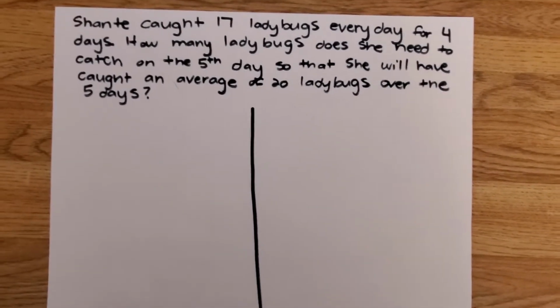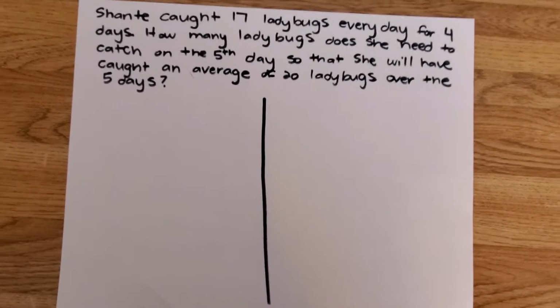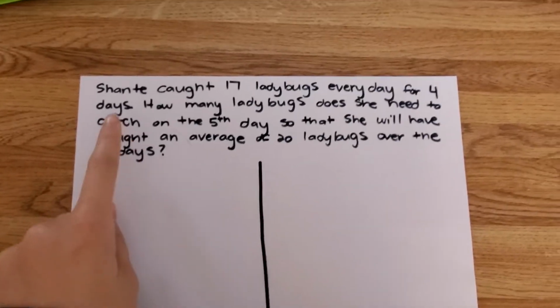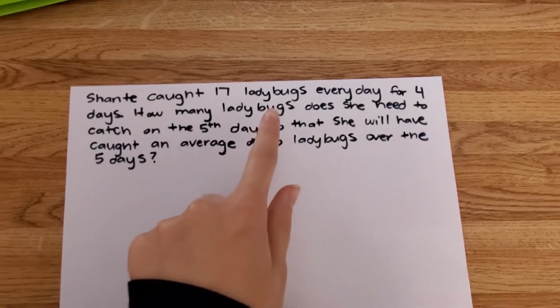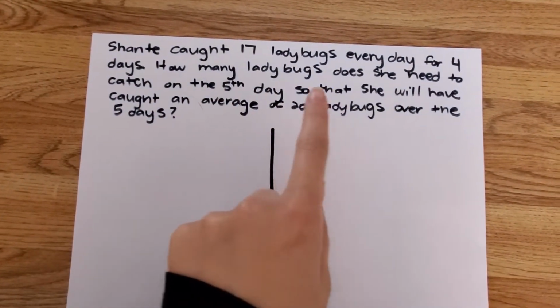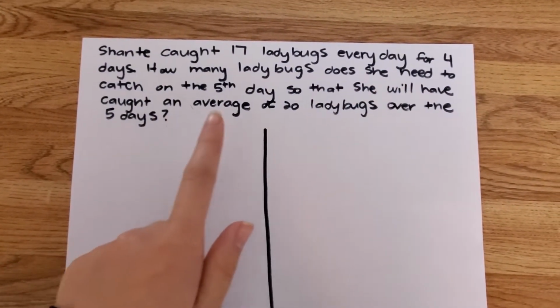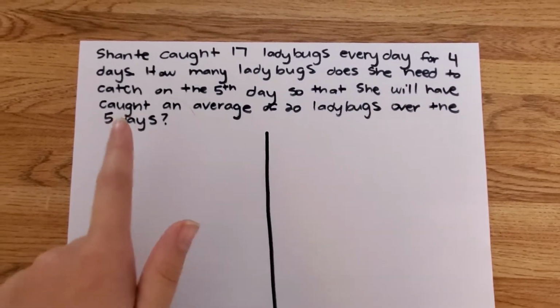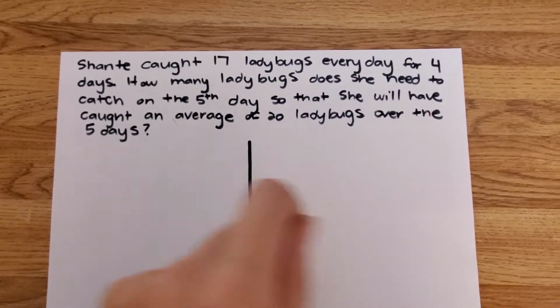All right, let's get started on our problem here. So that we fully understand the problem, let's read through it together. It says, Shantae caught 17 ladybugs every day for 4 days. How many ladybugs does she need to catch on the 5th day so that she will have caught an average of 20 ladybugs over the 5 days?